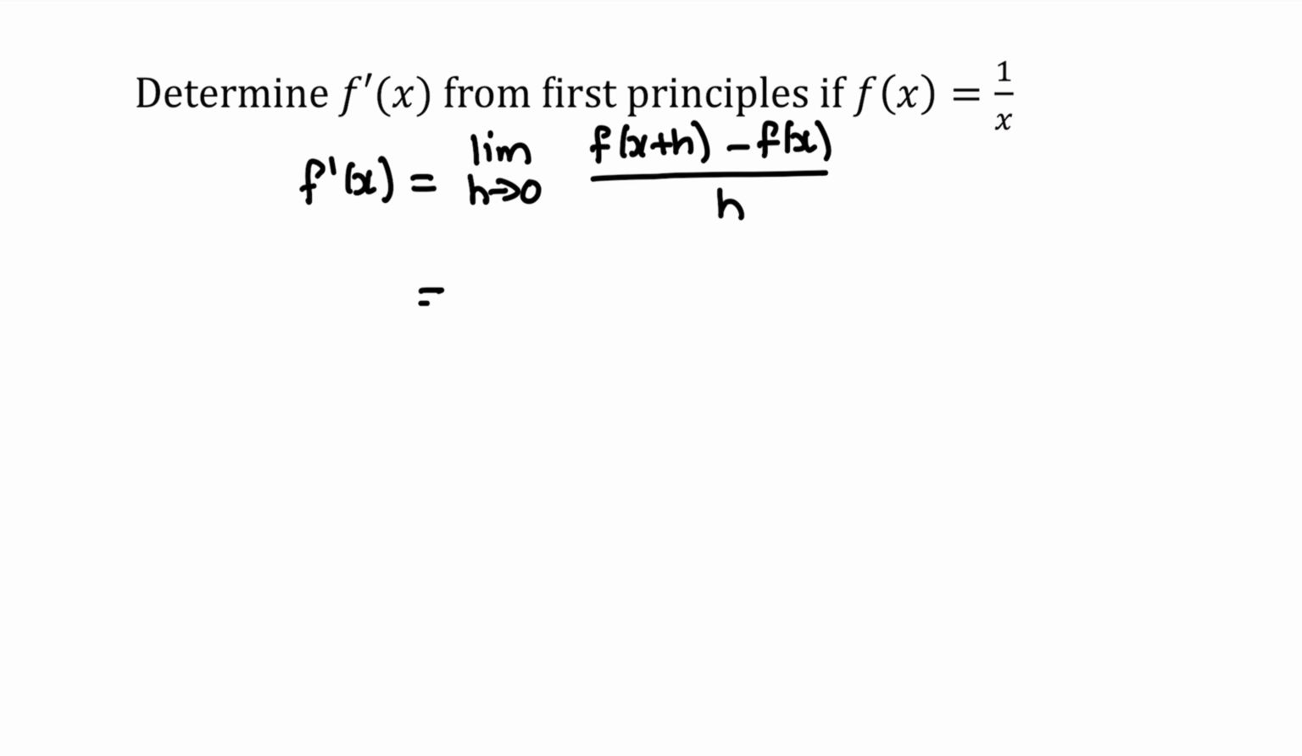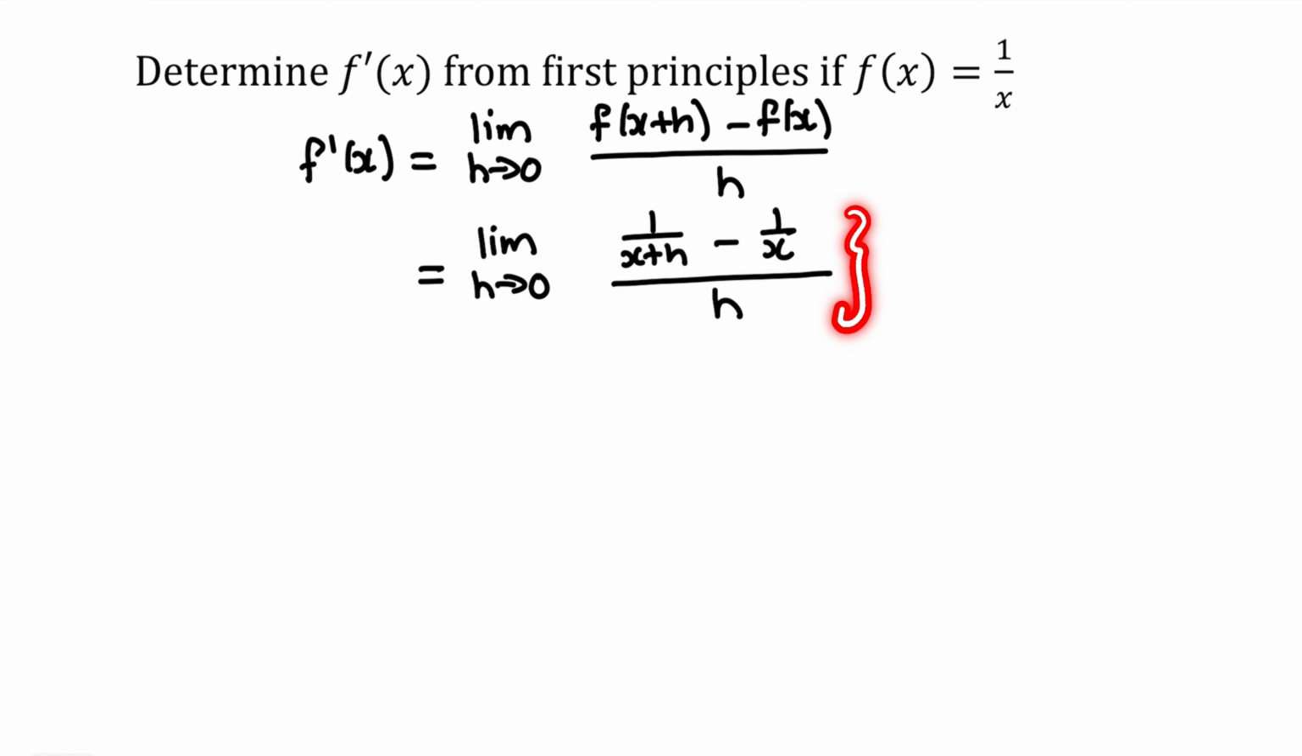And if I do that substitution, I'll have the limit of h towards 0 for 1 over (x + h) minus 1 over x, all over h. So this might look a little bit intimidating, but let's see what we have. Our first term in the numerator is simply f(x + h), so I replaced x with x + h. Then our second term is simply f(x), which is 1 over x.